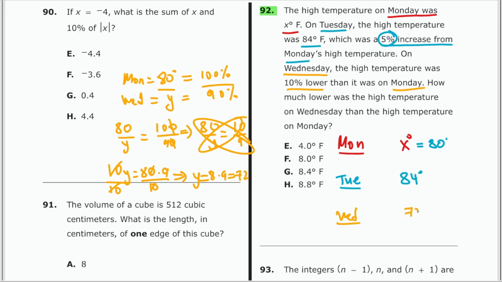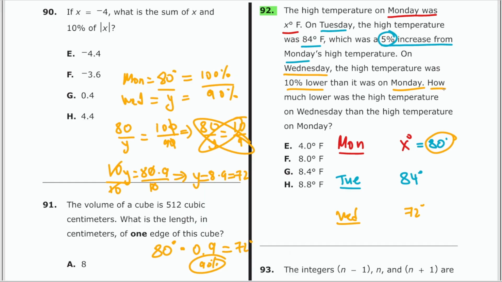Now, I did it also very fast. How did I do it so fast? Well, I know that 80 is 100%, so I'm just multiplying this by 0.9. So what I've done is 80 degrees multiplied by 0.9. Why 0.9? Because that's 90%. I did that rapidly in my head, so that's 72 degrees.